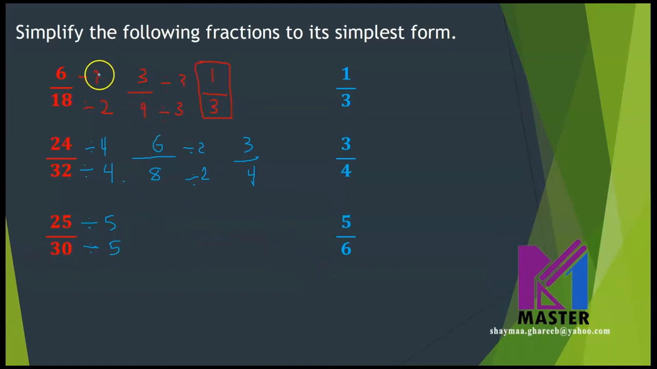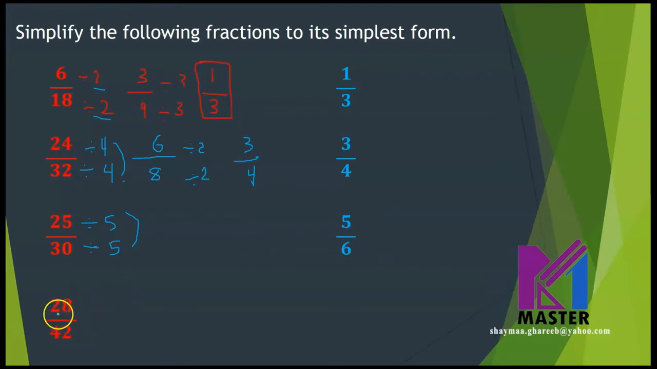And please remember, we always divide up and down by the same number. As you can see, we always divide the numerator and the denominator by the same number to get the simplest form. Can I do any more division? No. 5 over 6 is the simplest form.